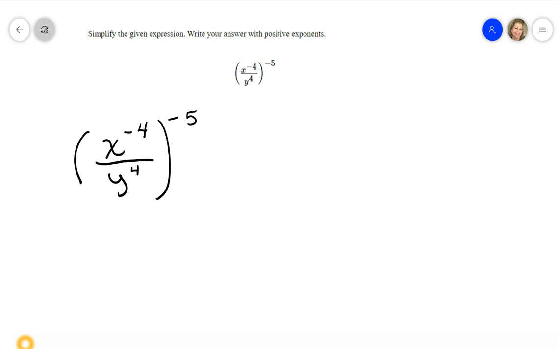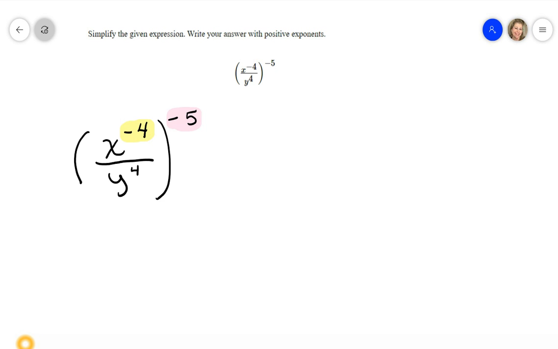This problem says simplify the given expression and write your answer with positive exponents. Well, when I look at this, I have two negative exponents, this one right here and this one right here. But the steps to make each one of them positive is different. And actually, there's more than one way to simplify this problem.